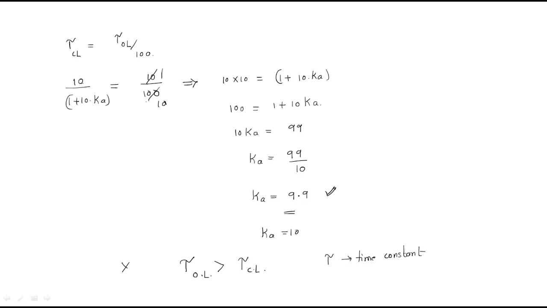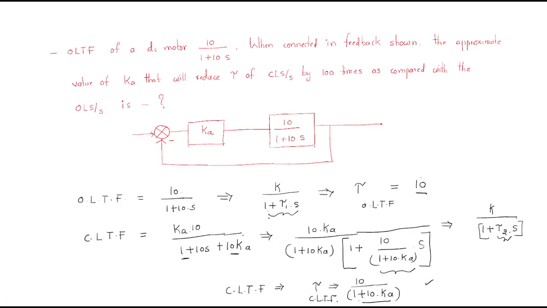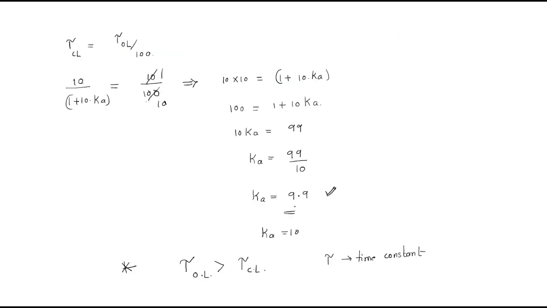So this is also an important concept. This is the procedure to find out the time constant. Whenever a problem asks for the time constant, just make the system in this form: K, the DC gain, divided by 1 plus time constant times S. From this we will reduce it into the time constant form.